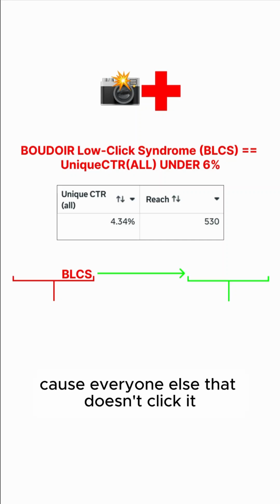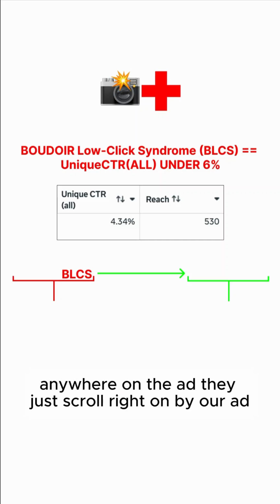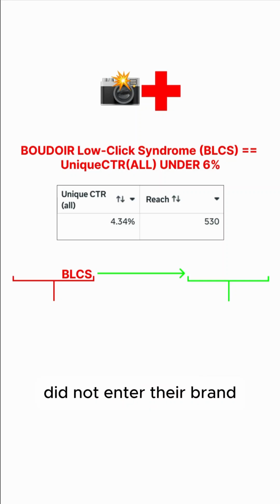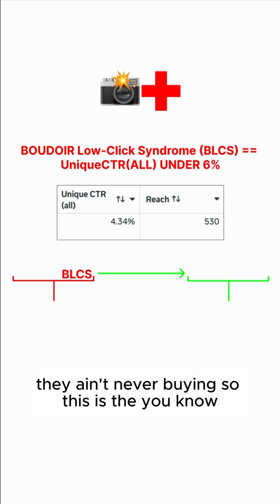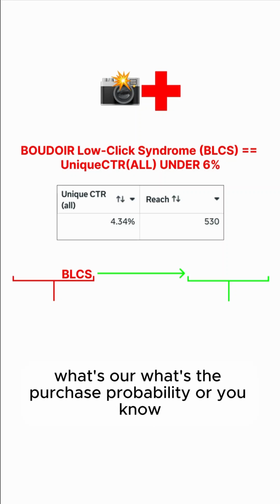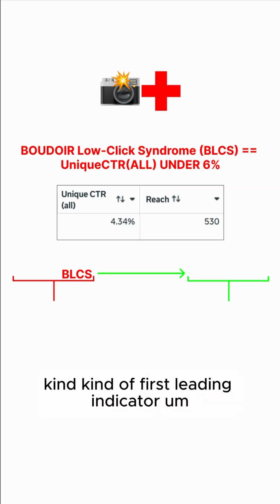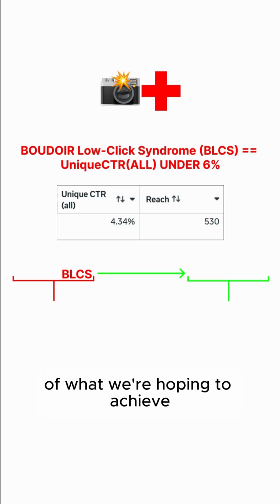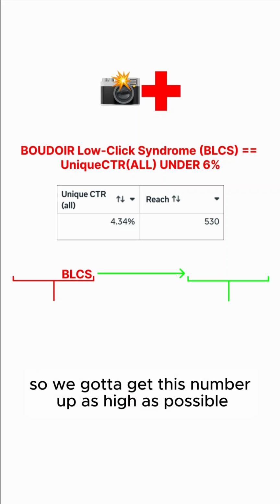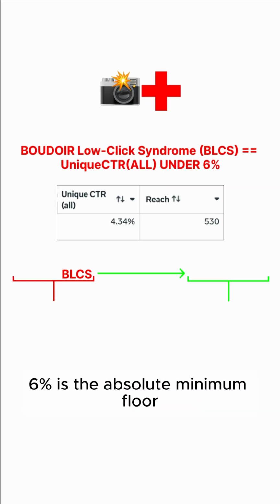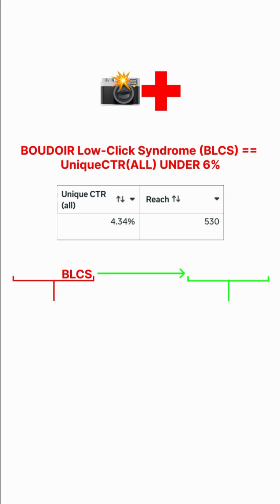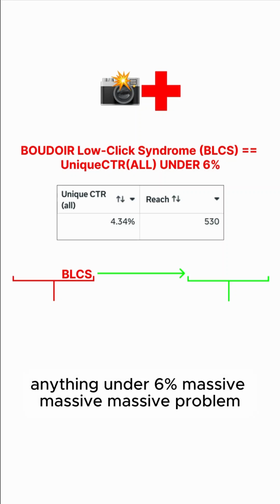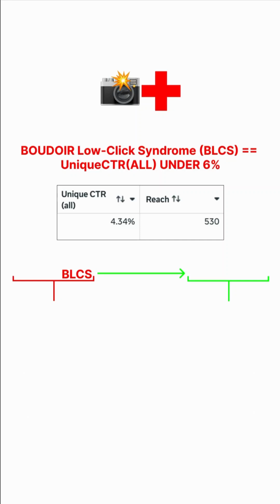Because everyone else that doesn't click anywhere on the ad, they just scroll right on by. Our ad did not enter their brain. They ain't never buying. So this is the purchase probability, or the first leading indicator of what we're hoping to achieve. So we gotta get this number up as high as possible. 6% is the absolute minimum floor. Anything under 6%, massive, massive, massive problem.